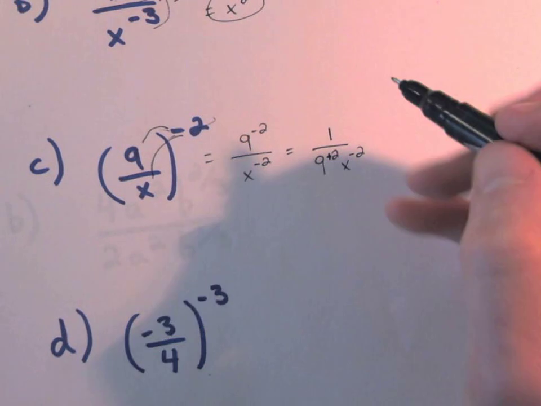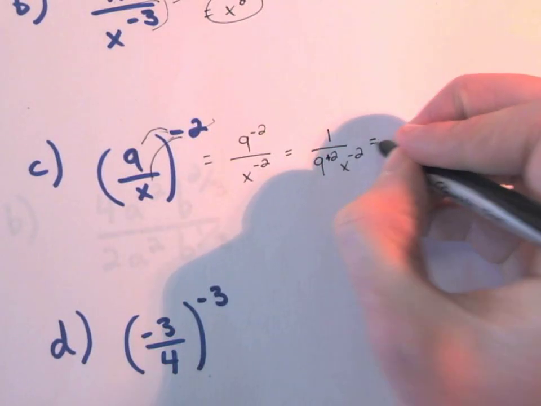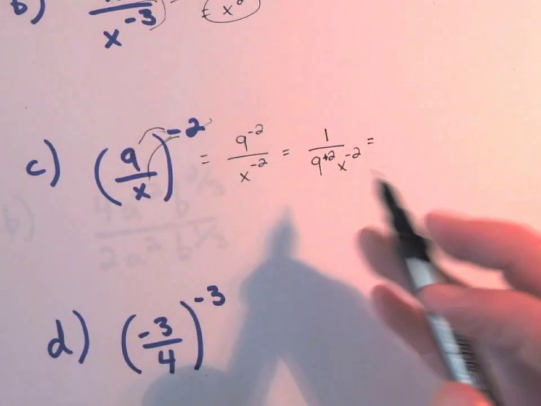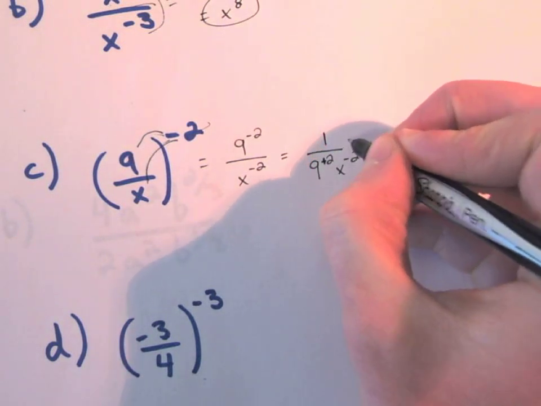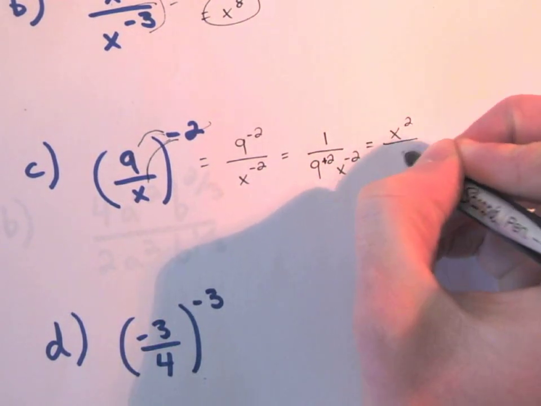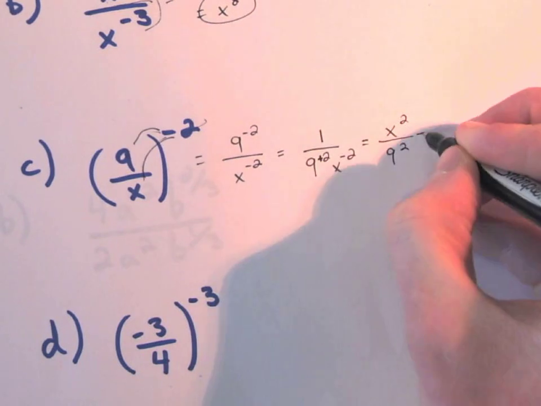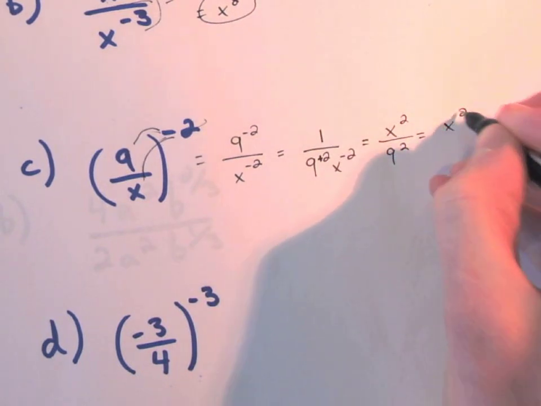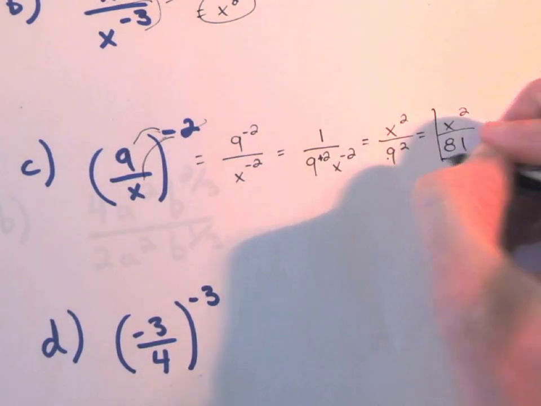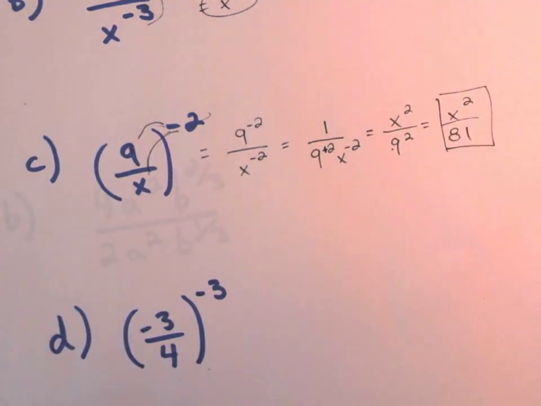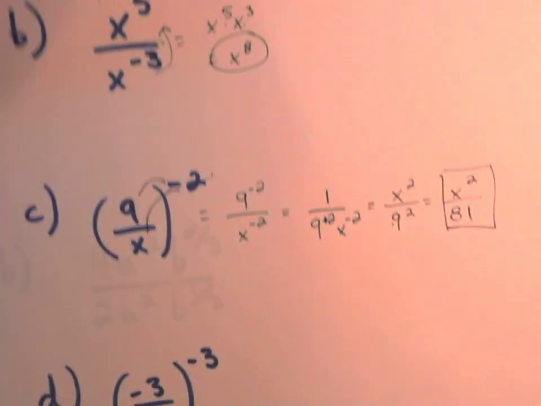Okay, so what we do here now is we got to get rid of this negative symbol, so let's bring this x to the negative 2 to the top. X to the 2 over 9 to the 2. And now we can simplify it a bit further because we know 9 squared is 81. Okay, so that's the simpler version of that. Now let's go to the next one.